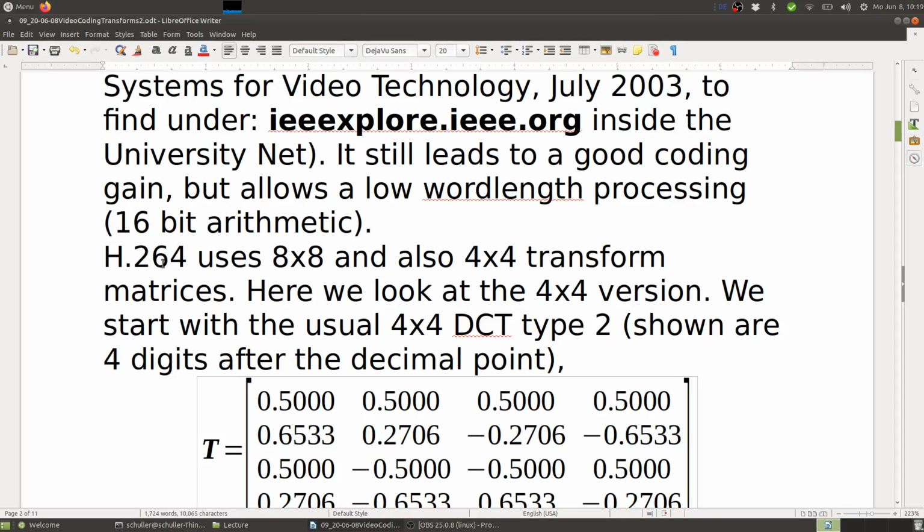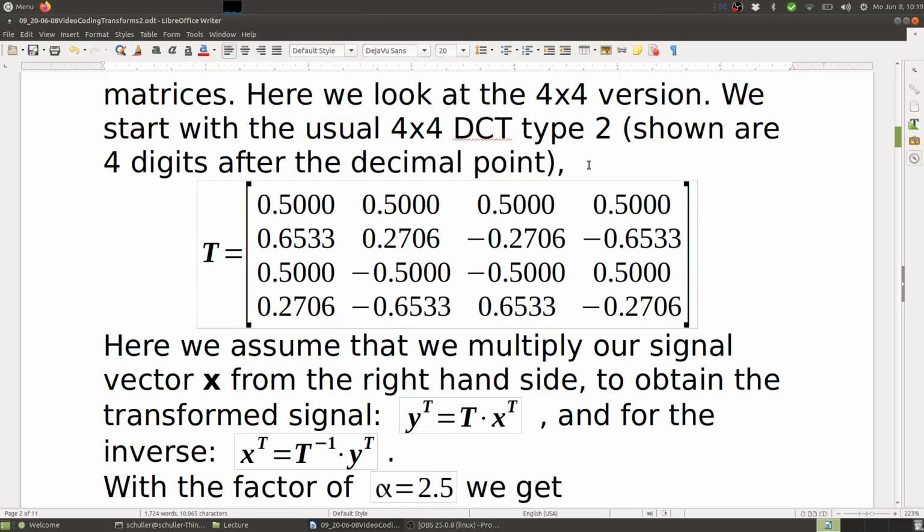So H.264 uses 8x8 and also 4x4 transform matrices. And here we look at the 4x4 version. We start with the usual 4x4 DCT type 2, and here we show 4 digits after the decimal point. So this is the ideal DCT, at least with 4 digits after the decimal point here.